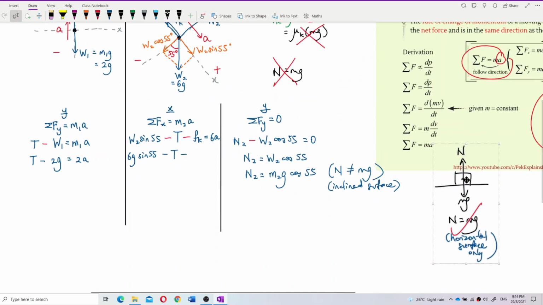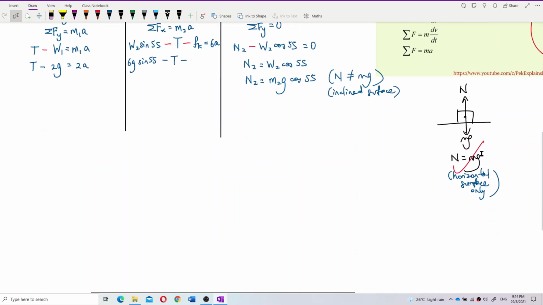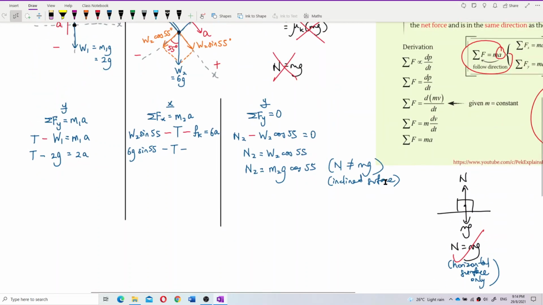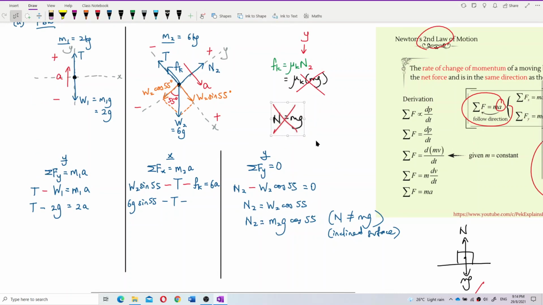So put it down here. N equals mg only for a horizontal surface. But for an inclined surface, N is not mg. N is mg cos 55. We have cos 55, so it's not mg. Don't directly put mg all the way for normal force. Don't. So now just rub this off. Also rub this off.